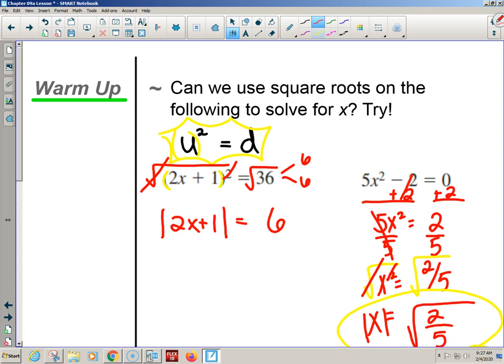Now, hold on. Those absolute values are slowing us down, and they have to slow us down because, guys, I had a squared equal to a positive number. How many answers do I need to get? 2.